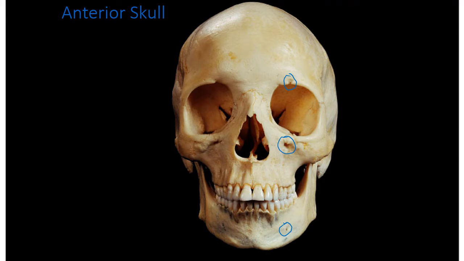Inside the orbit, we then have structures that can be seen here as well. And so we have the inferior nasal concha, and we can just barely see the middle nasal concha there. And then in addition to those two, we then also have the vomer. And so that's going to be that right there.